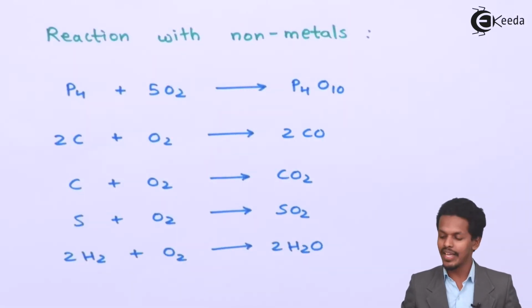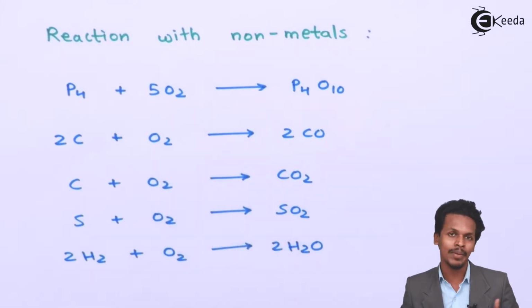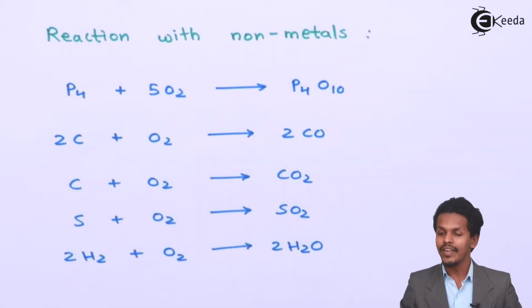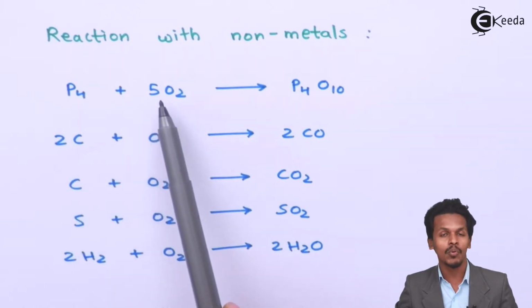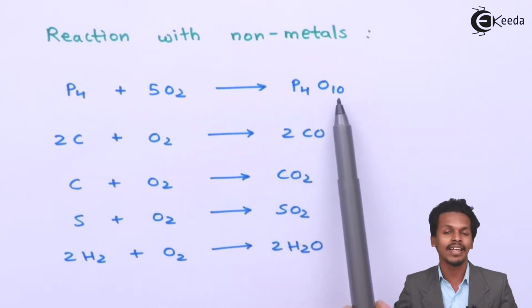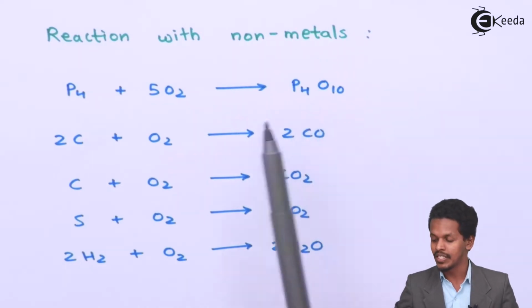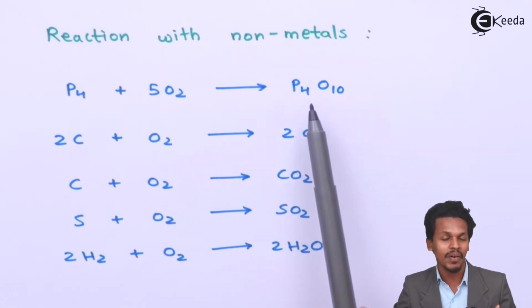The next point is the reaction of oxygen with non-metals. Here are certain examples. Whenever phosphorus is treated with oxygen, that is when P4 is treated with 5 moles of O2, the oxide that is formed is P4O10, known as phosphorus oxide. Here the phosphorus has an oxidation state of +5.